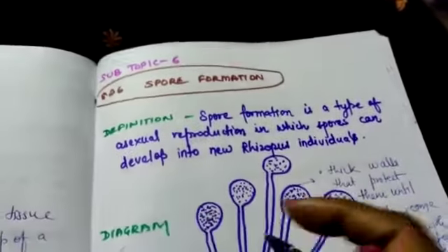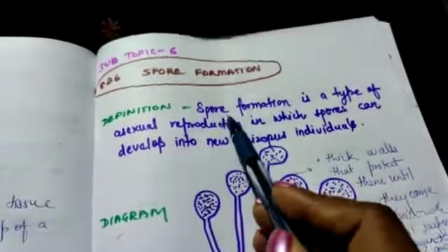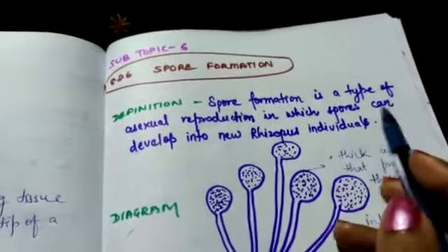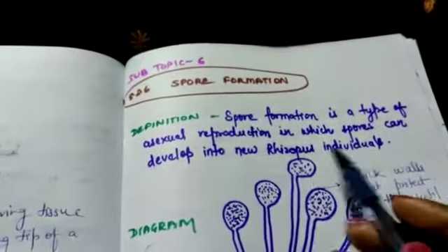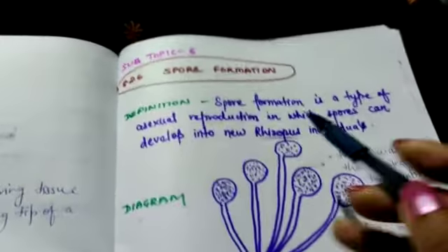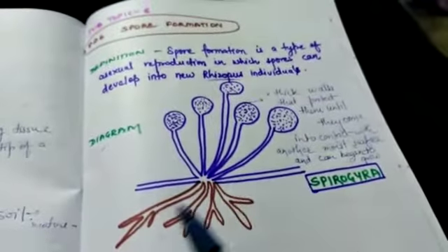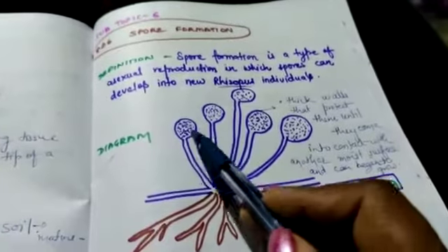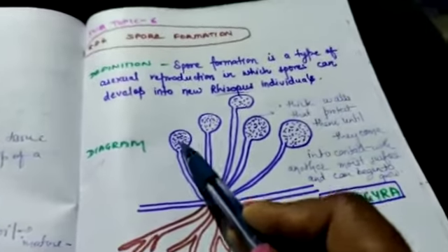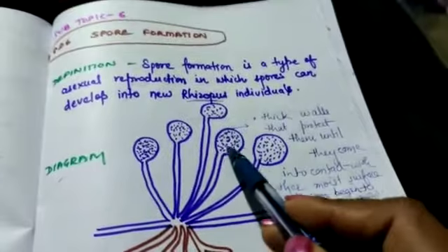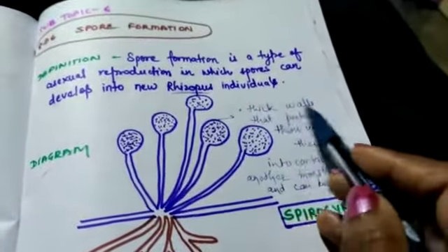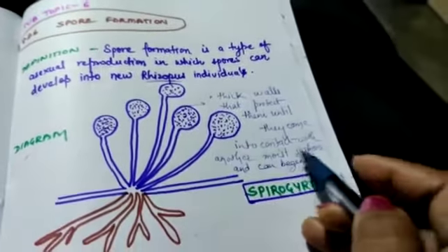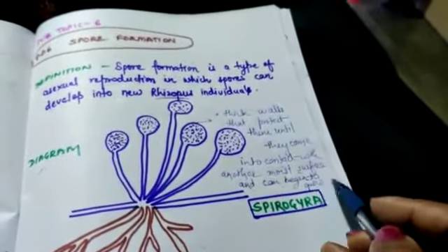Then number 6 type is spore formation. Spore formation means a type of asexual reproduction in which spores develop into new individuals. Here rhizopus is the example. You can see here all these are the structure of fungus and here these bulb-like structures. This bulb is known as sporangium. Inside this there are spores, with a thick wall that protects them until they come into contact with another moist surface and begin to grow.